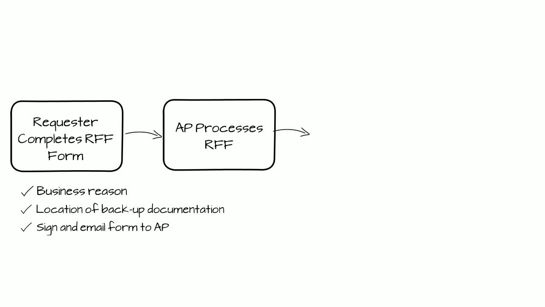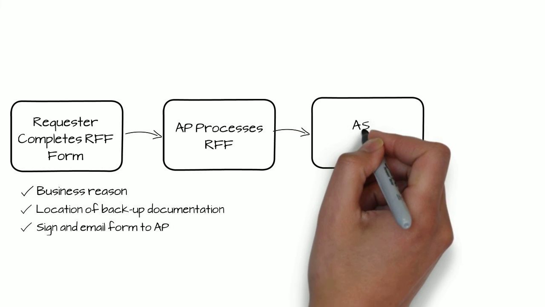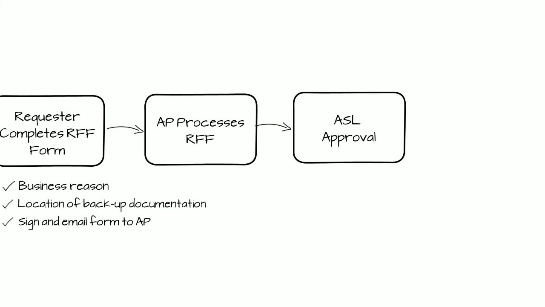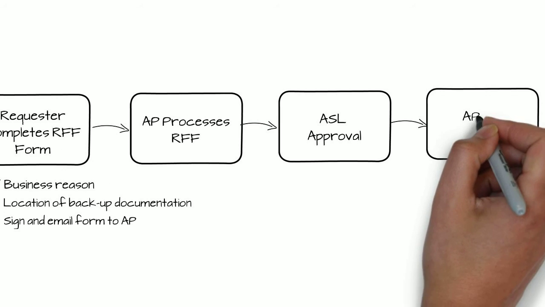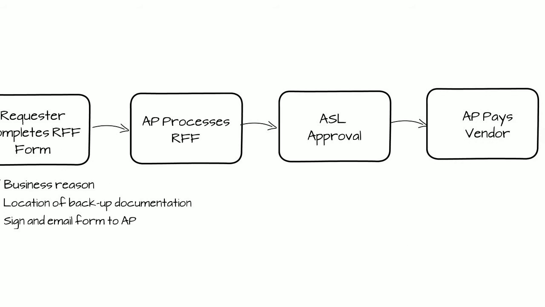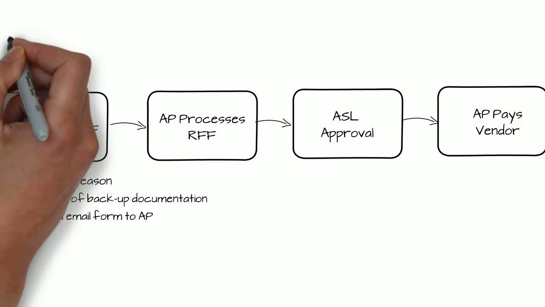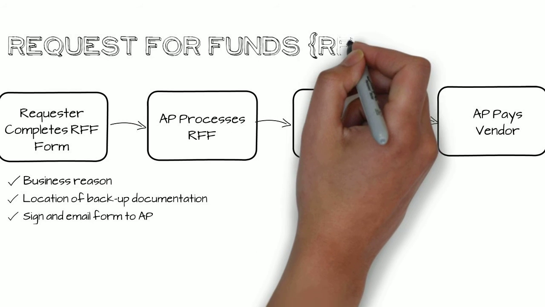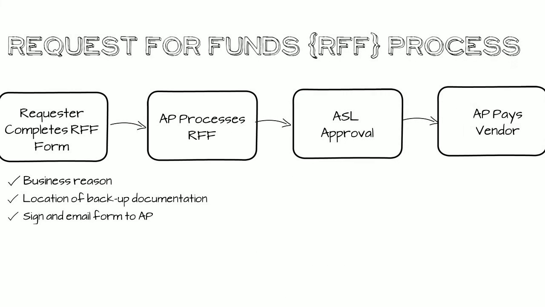The RFF is sent for ASL approval through the SAP workflow. If the RFF receives ASL approval, then accounts payable follows their standard process for paying the vendor as per the due date indicated on the RFF form. This is the end of the RFF process. To expedite the payment, the requester should follow up with the ASL approver.